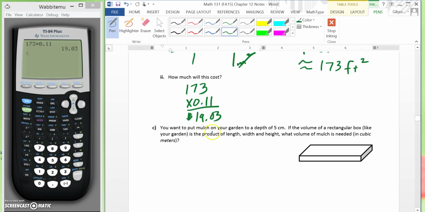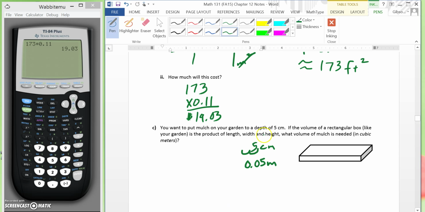Now we come here, it says you want to put mulch on your garden to a depth of 5 centimeters. If the volume of a rectangular box like your garden is the product of length, width, and height, what volume of mulch is needed in cubic meters? So before we do anything, let's change this 5 centimeters to meters. Now it takes 100 centimeters to equal 1 meter. So we would take this 5 centimeters and move this decimal 2 places to the left. So this will become 0.05 meters.